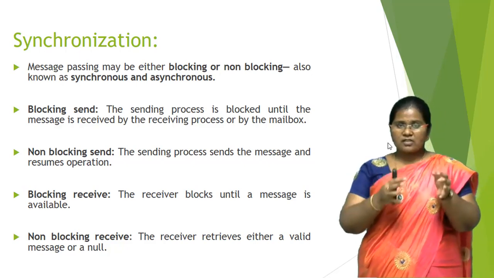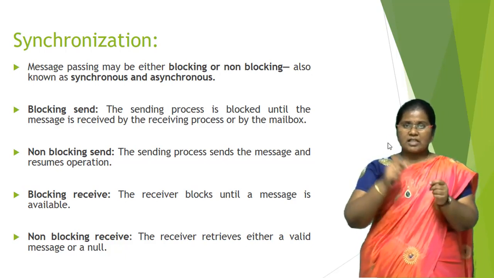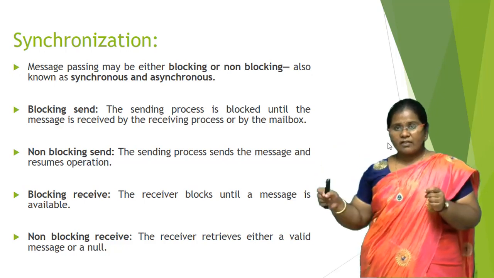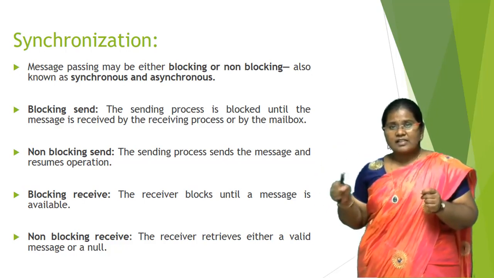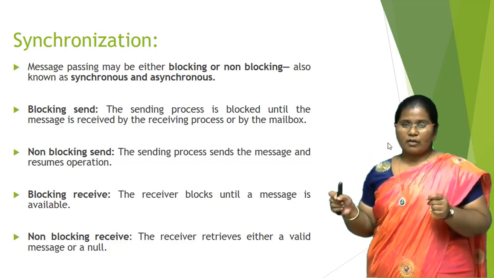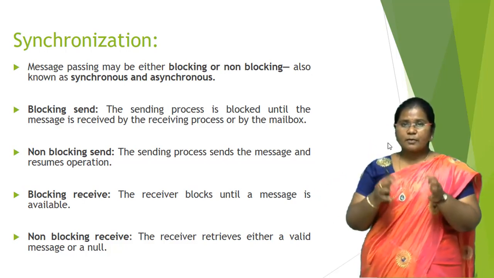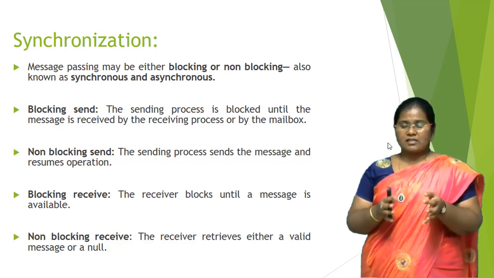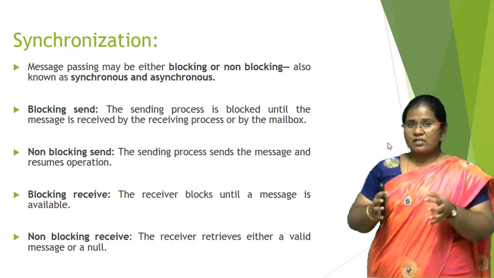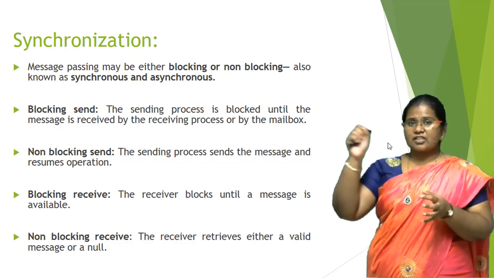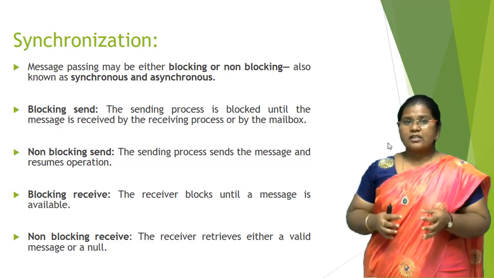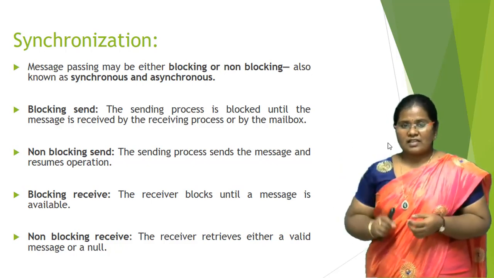So once a process sends a message, that message will be sent to the mailbox first. From there, whenever the receiving process executes the receive system call, this message will be passed to the receive system call. In blocking send, whenever the process sends a message, the process will wait until the message is received by the mailbox or by the receiver. Then only this process will start sending the next message.